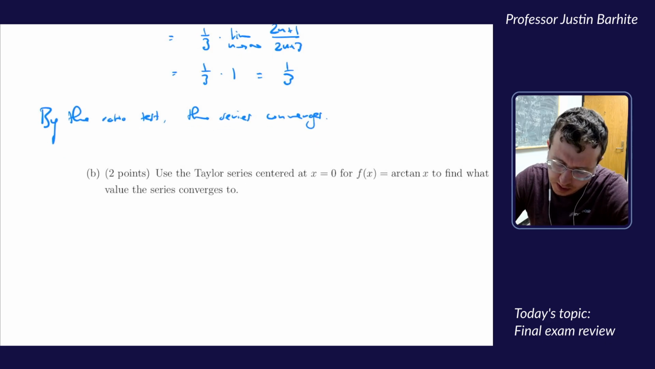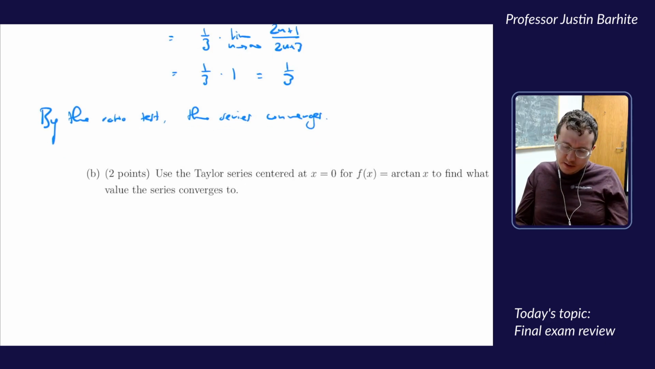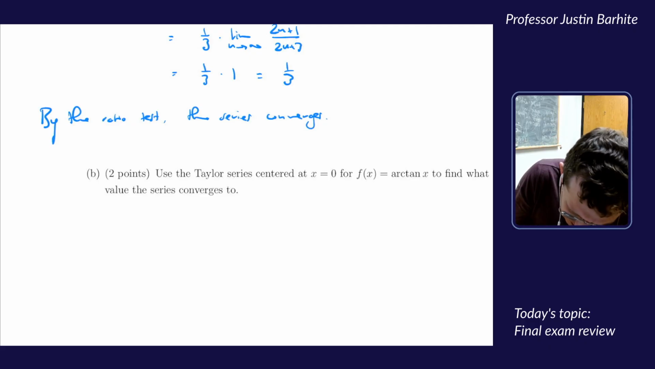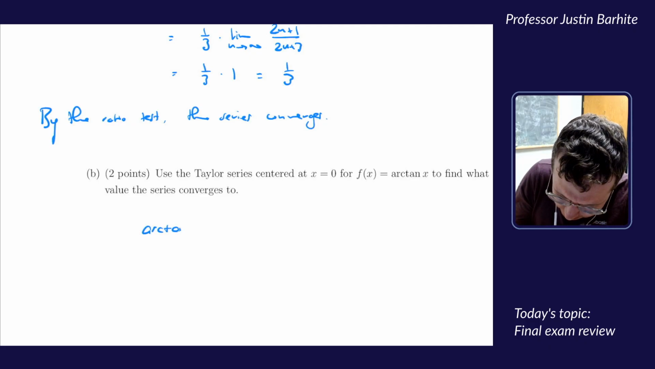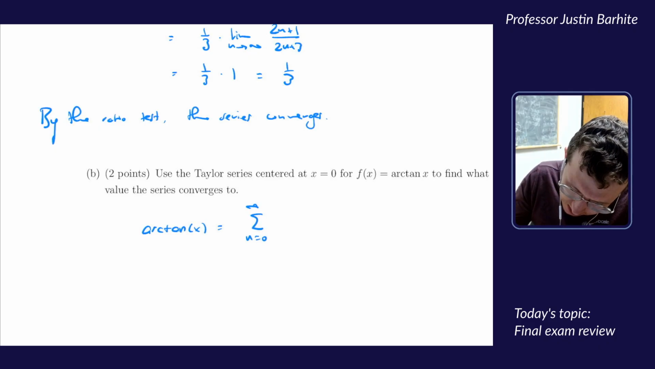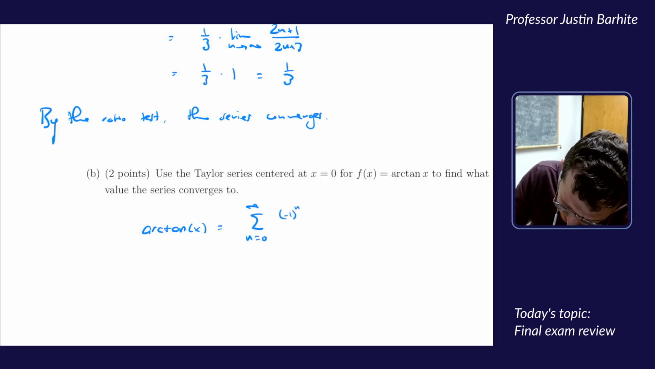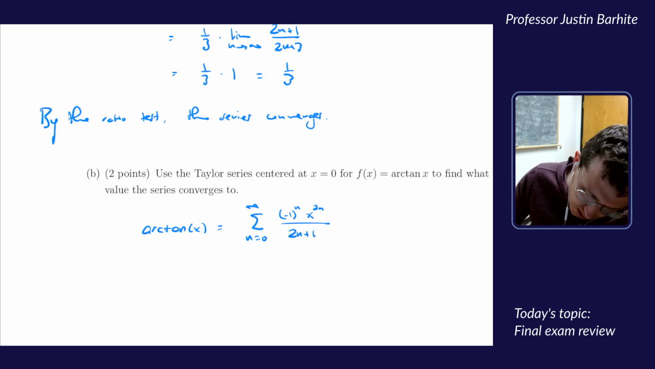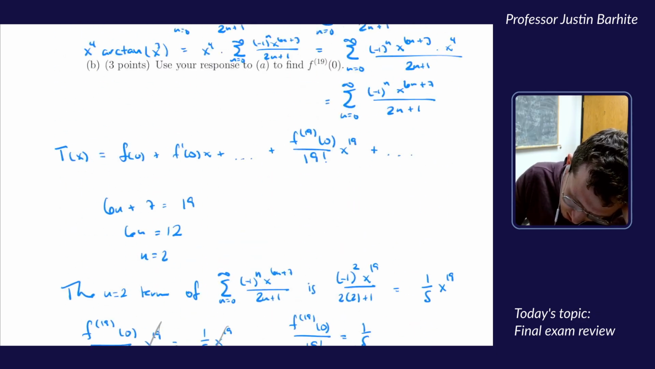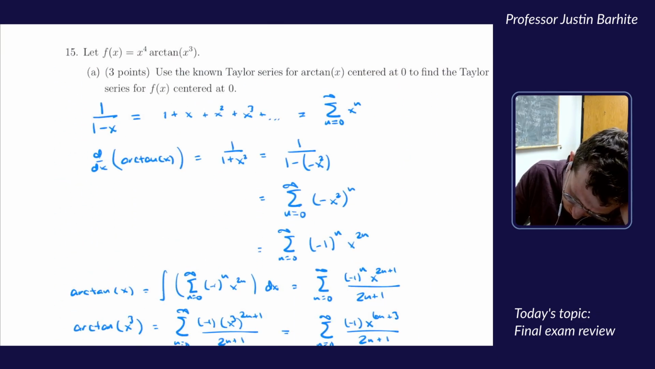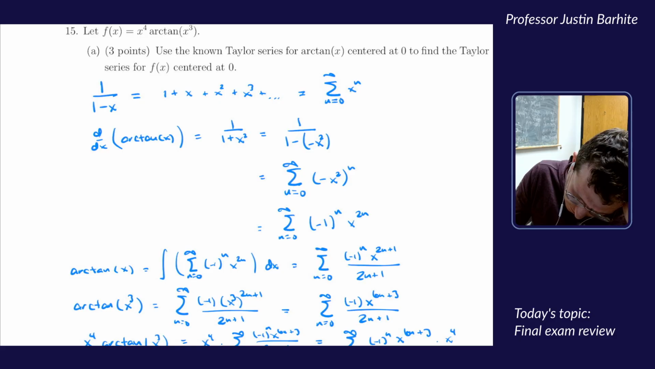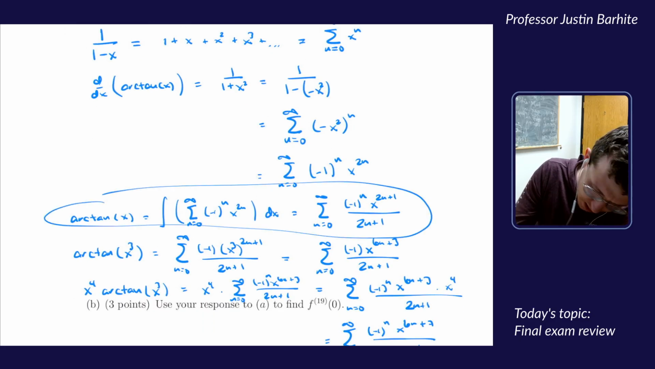Okay, then we want to use the Taylor series for arctangent of x to find the value that this series converges to. Yeah, so we just discussed the power series for arctangent of x. I did not remember what it was, but we deduced from the geometric series that it is... I already forgot. Is there a minus 1 to the n? There is, right? Minus 1 to the n, x to the 2n over 2n plus 1. Let me just confirm. Yes.